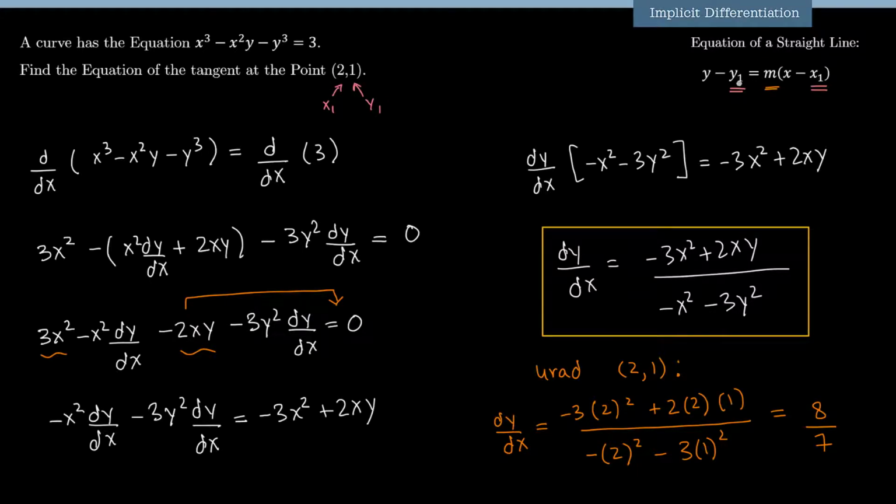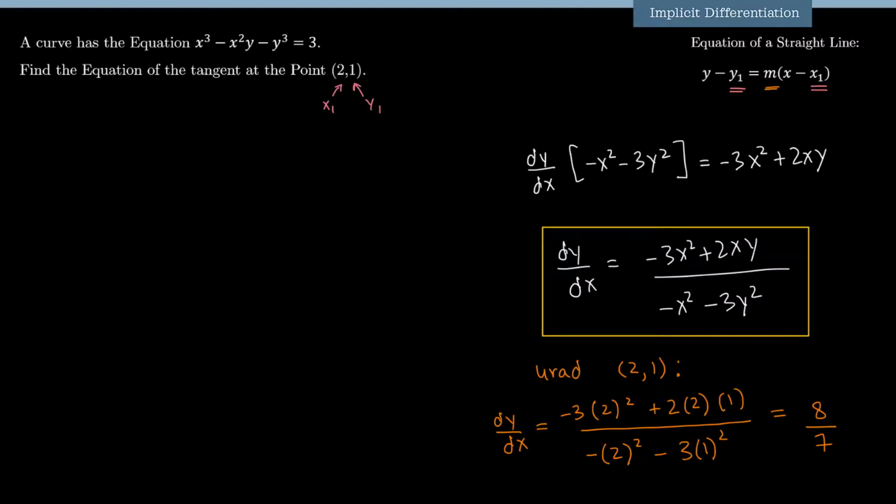Now I know both the point on the line, which I already had, and the gradient of the line, which I have calculated to be 8 upon 7. So now I'm going to find the equation of the tangent by using this formula here. y minus y1 is equal to m times (x minus x1). The y coordinate is 1, so y minus 1 equals m. The gradient is 8 upon 7, so 8 upon 7 times (x minus x1). The x coordinate is 2.